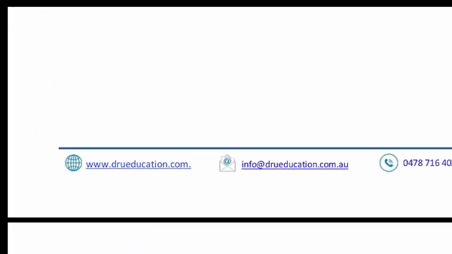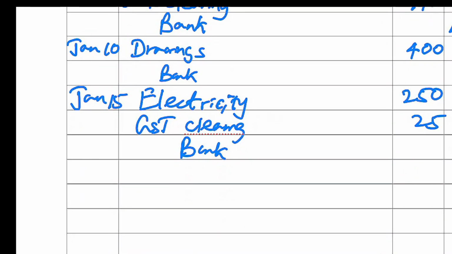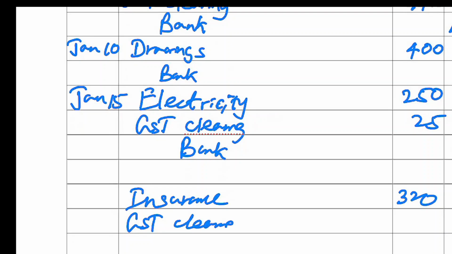So I will write the double entry for that one. For insurance, I don't know the date. You debit the insurance 320, debit GST clearing 32, altogether 352, you credit the bank.